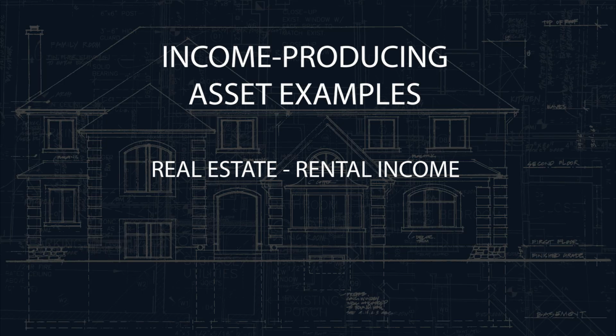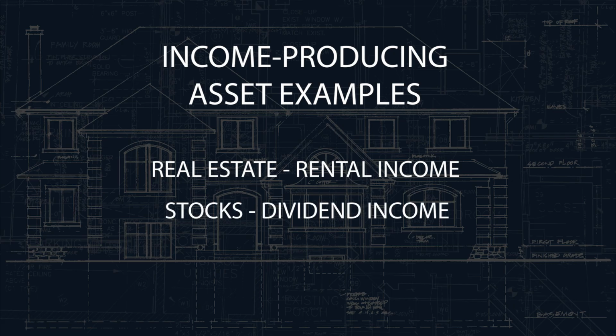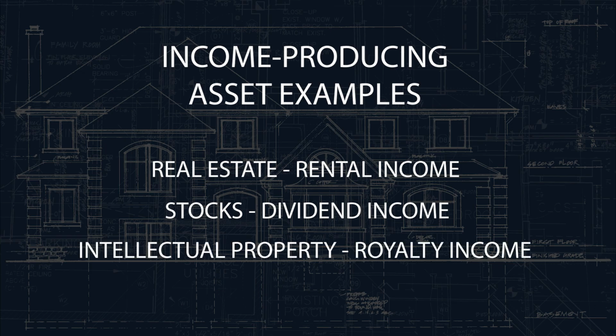So remember, assets are things that you own. Income producing assets are things that you own that produce income. Examples of these include real estate, where you get rental income. It could be stocks that produce a dividend income, or a stock that you sell and you get a capital gain income from that. Intellectual property that produces royalty income. And more recently, crypto, which is one of my favorite income producing assets.